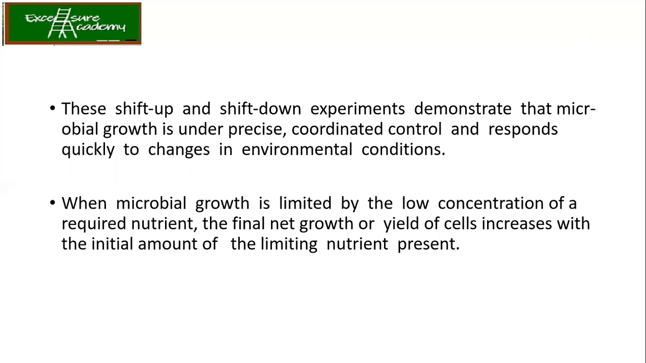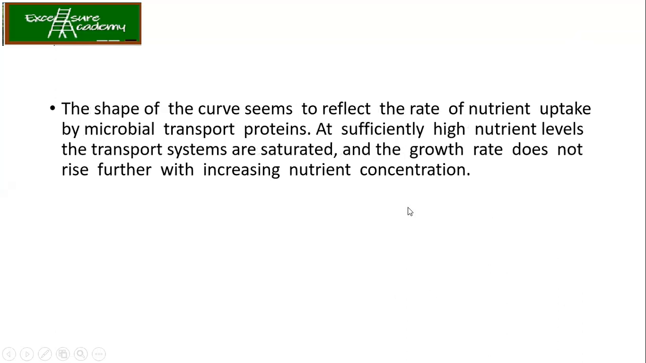Okay, so when microbial growth is limited by the low concentration of a required nutrient, the final net growth, or the yield of cells, increases with the initial amount of the limiting nutrient present. So if you know the limiting nutrient, for example, in a few cases it is tryptophan or histidine, then the growth of the bacteria will slow down. It is not stopped but slowed down. Okay, and then it is going to reflect the changes in the shape of the curve.